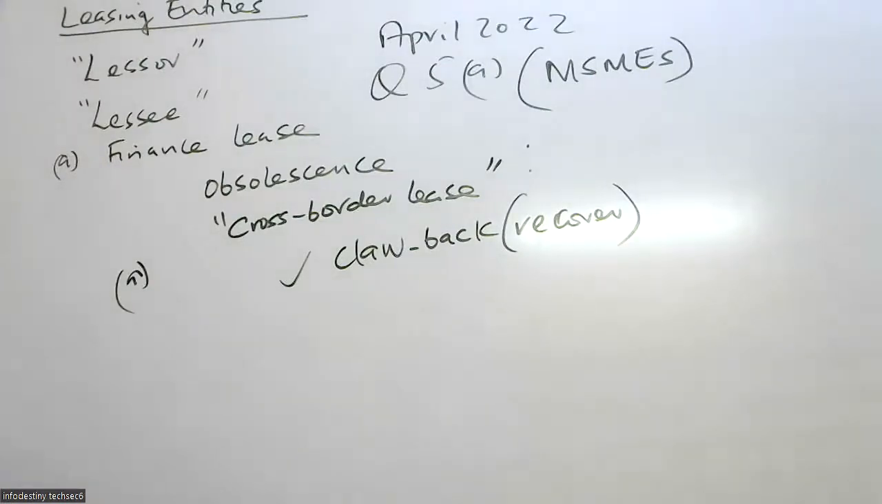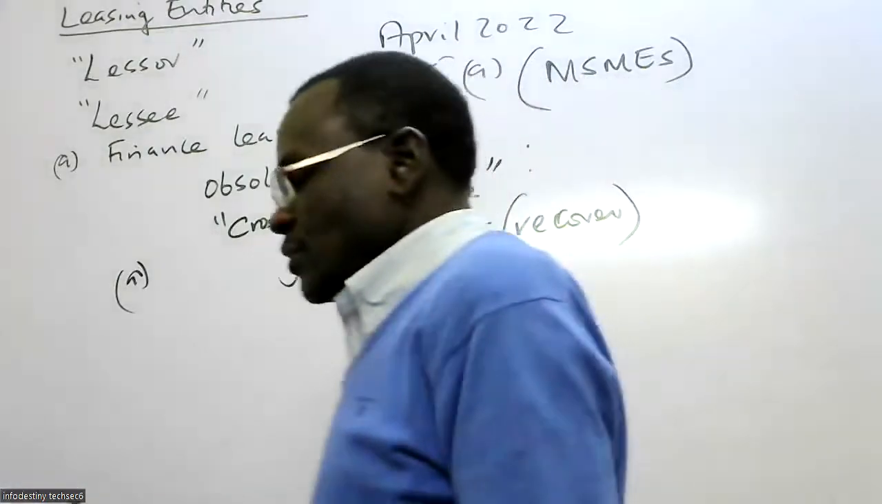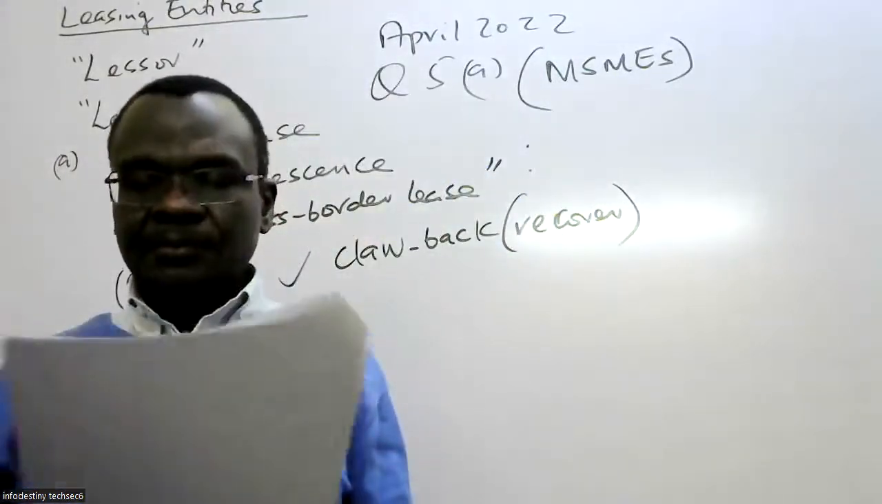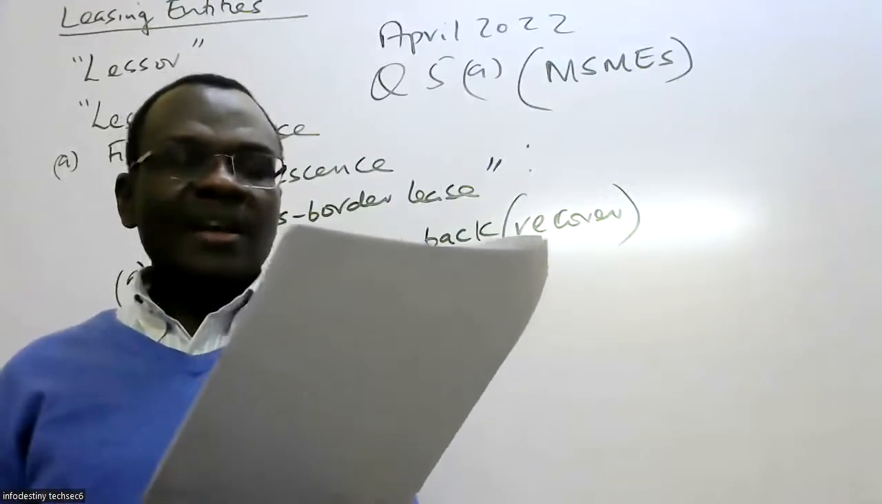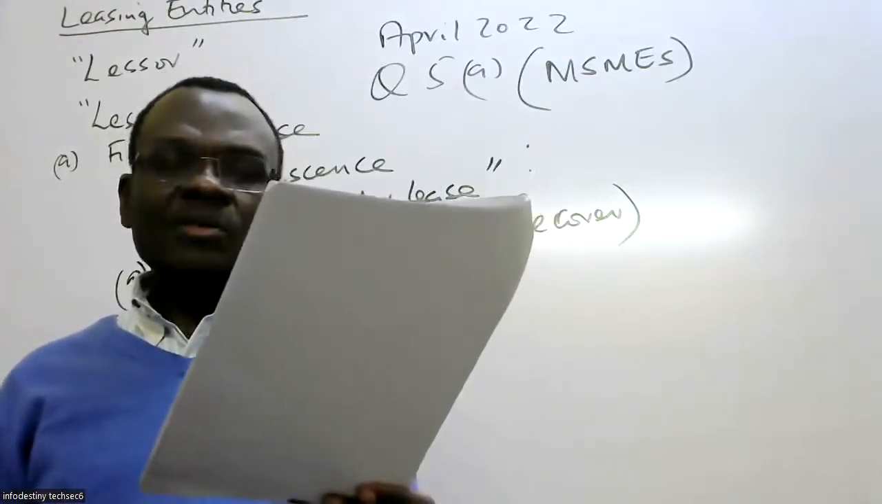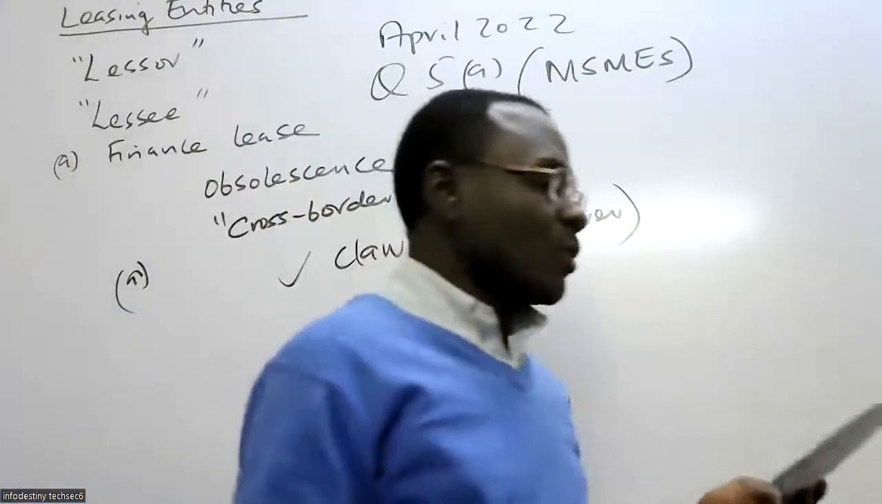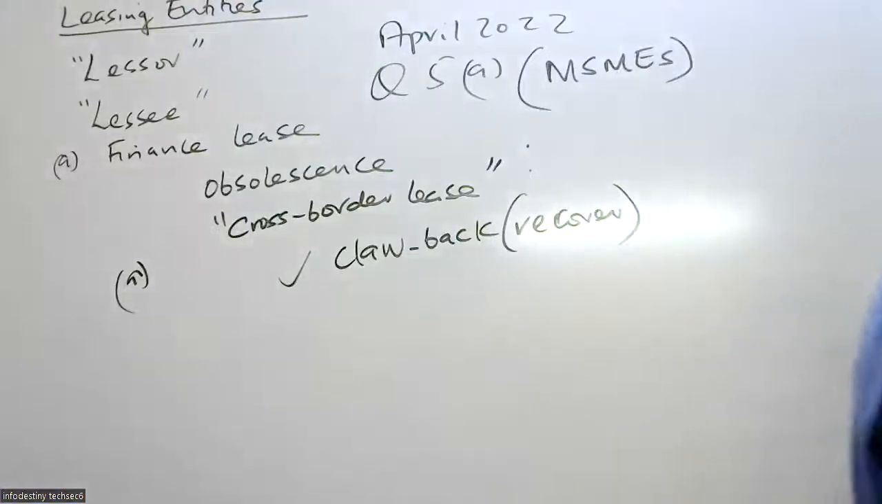When we look at Part C, Haraka Limited started operations in January 2021 in the business of leasing vehicles and computers. The following information relates to the company's transactions for the year ended 31st December 2021. Number one, the company leased the following assets in the course of the year: 6 delivery vans to Zito Limited for 6 months at 30,000 each per month.